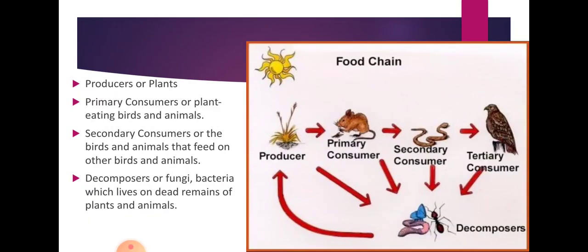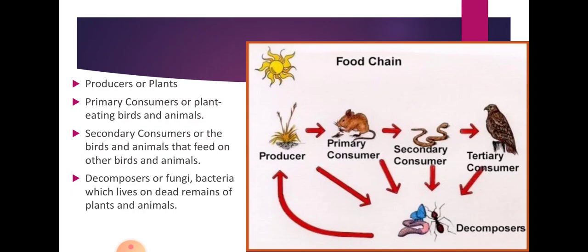Now see, first of all, look at the picture. The picture is showing the producer, then primary consumer, secondary consumer, tertiary, and decomposer, as we have already seen in the previous topic. So how the food chain works, let us see with an example. Okay, first of all, tell me producers. Producers are what? Plants. So a plant is a living thing, a biotic component of our environment.